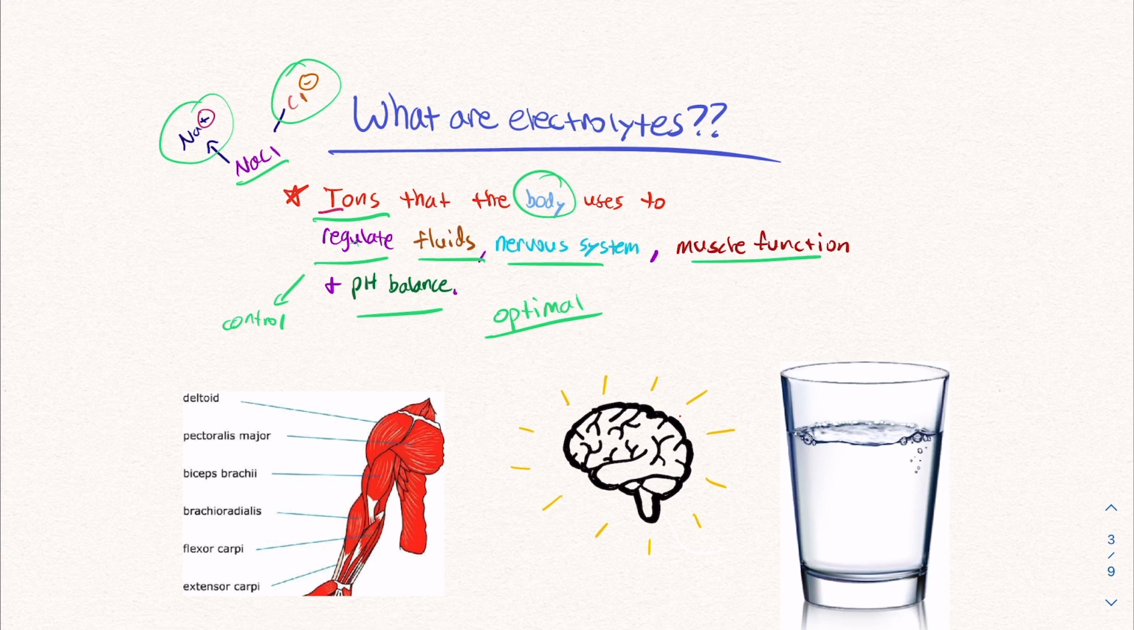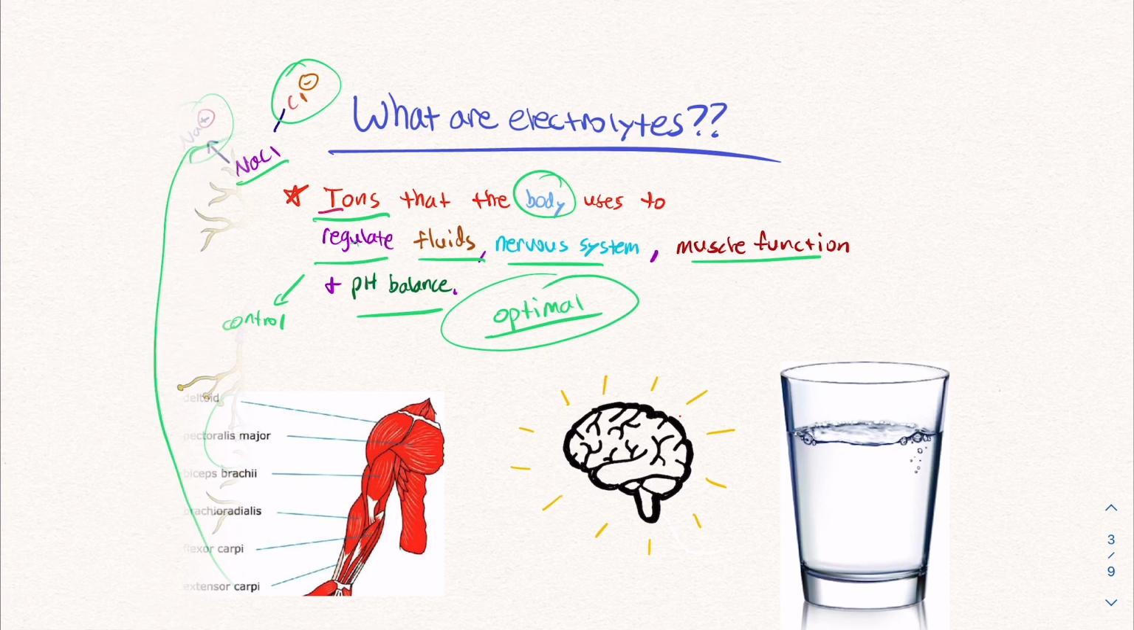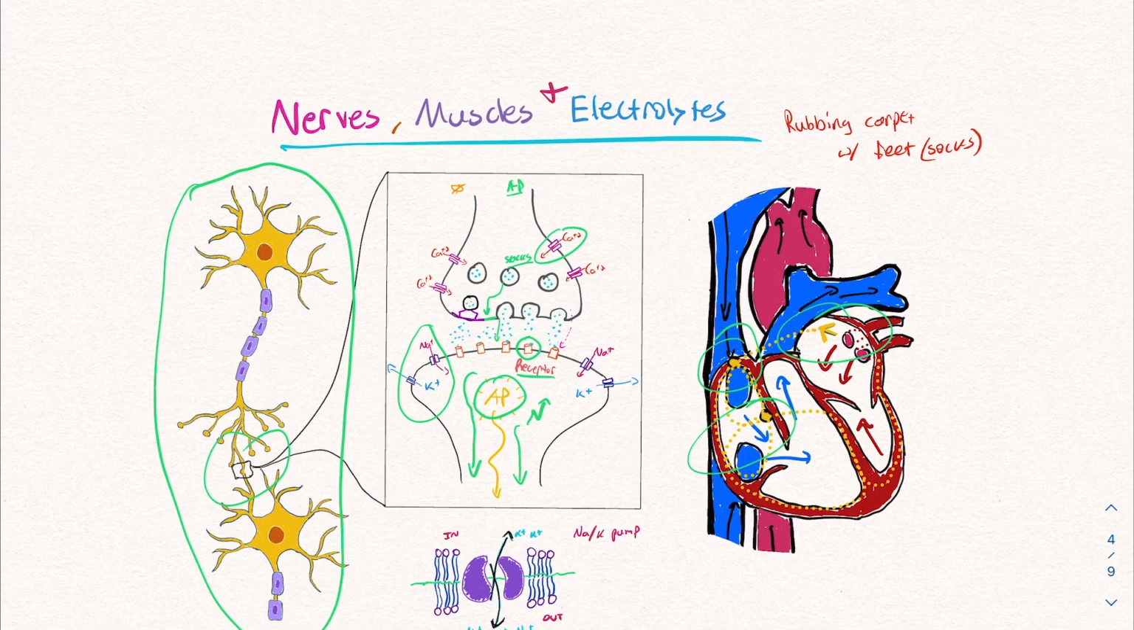Then we talked about electrolytes. They're these ions, these charged elements that the body uses to regulate fluids, nervous system function, muscle function, pH balance, optimal function of the human body. Then we got a little complex and talked about the nervous system and muscles, how these ions help regulate these movements of electrical signals, muscle function, nervous system function, so on and so forth. We also spoke on the heart. That's an electronic muscle that needs these ions to function properly.